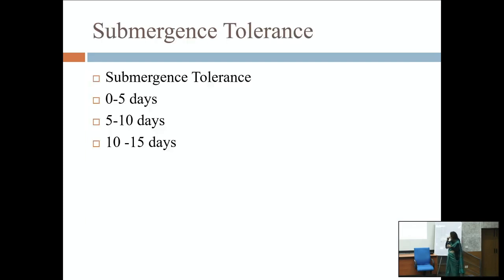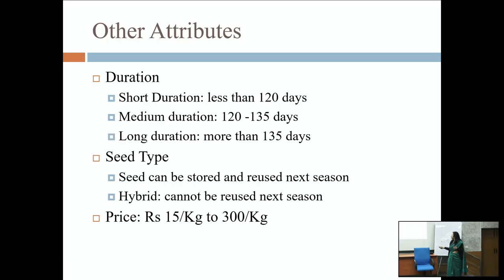Okay. The next attribute, so last class we talked about that there are attributes and each attribute can have levels. So the next attribute we're talking about is submergence tolerance, and it says for how many days the plant can survive if there is waterlogging, if the plant is submerged in water. And it has 3 levels.